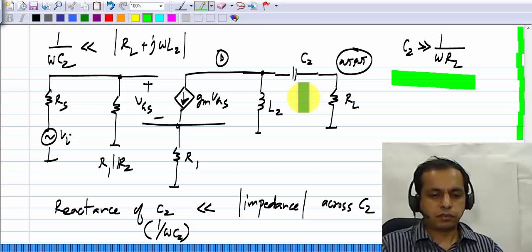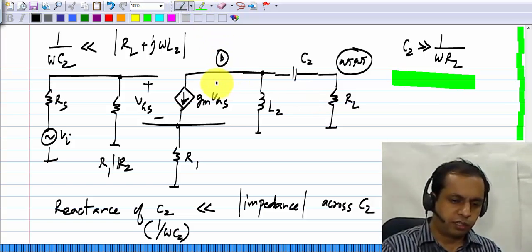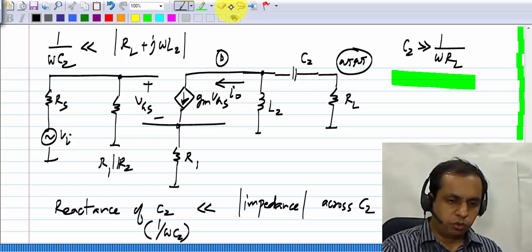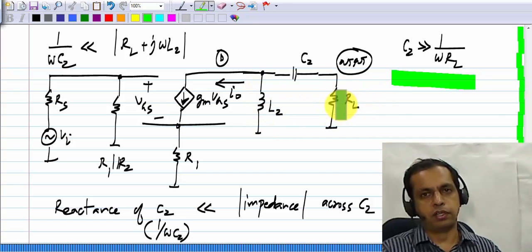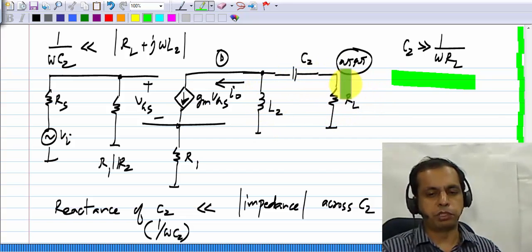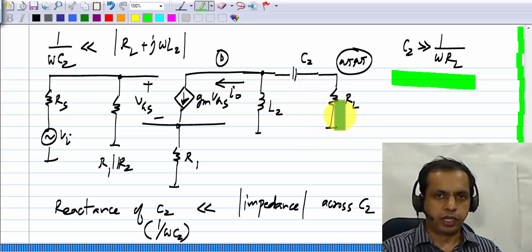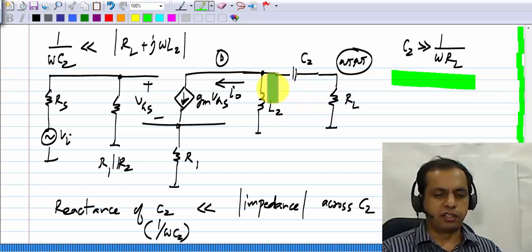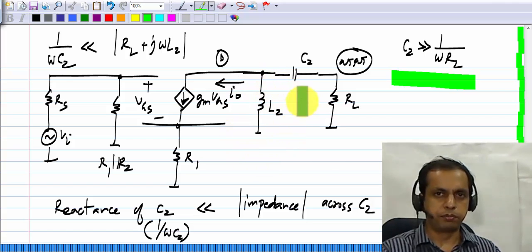Alright. So it is possible to AC couple the output current I0 into a load resistance. If you choose the reactance of L2 to be much more than that of RL and the reactance of C2 to be much smaller than that of RL, all of this I0 will go into RL. The only problem with this is that inductors are usually very bulky and they are not very commonly used.